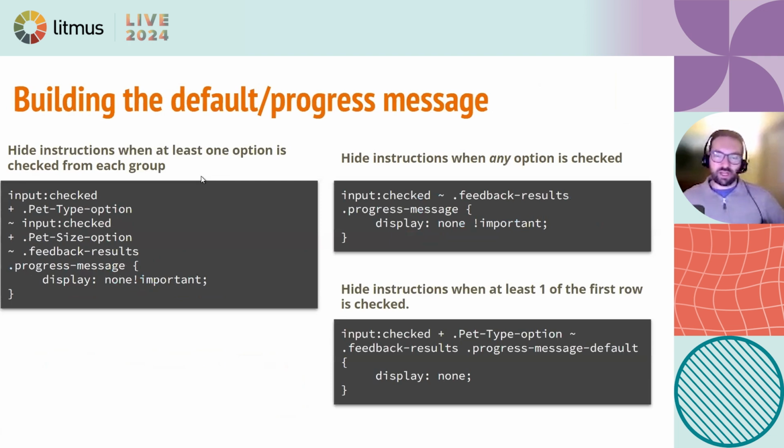Okay, so building the default progress message. This is going to be the message that appears before any selections are made. So if you wanted to hide it when at least one option is checked from each of your different rows or groups, you would do that with the method on the left. If you want to hide it when any option is checked, you just do a simple rule of input checked and then you hide it. And if you want to hide instructions when at least one of the first row is checked, you would use that rule on the bottom left. So it's about when you want the instructions or progress of the results to show and hide.